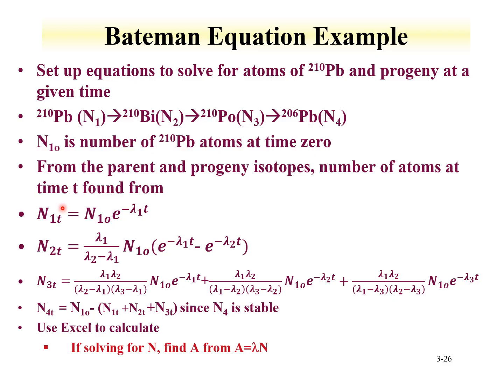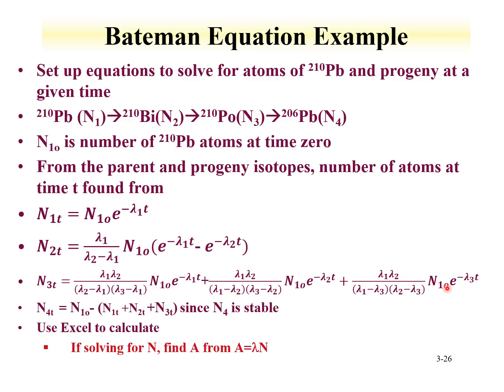For the lead-210, N1, at any given time t, it's just based upon the standard equation from the initial amount of lead-210. For the first progeny, bismuth-210, we use the equation that we derived for the simple parent-progeny equation. For the second progeny, polonium-210, N3, this is where we use the Bateman equation. We set up the Bateman terms based upon the initial number of parent and the decay constants for the parent, the first progeny, and the second progeny.